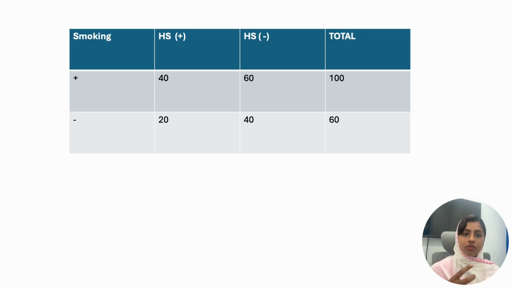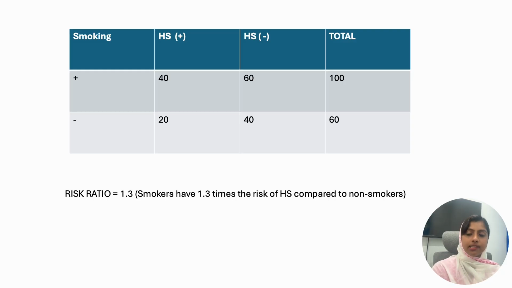For this moment, you can just pause, take a screenshot and try to write down all the formulas, put these numbers into them and try to calculate the odds ratio, the risk difference, and the risk in each individual group. Pause for a moment, and once you're done, you will get the answers like this. The risk ratio you'll get as 1.3. You can interpret it as smokers having 1.3 times the risk. In this case, I've considered the occurrence of hidradenitis suppurativa among smokers compared to non-smokers.